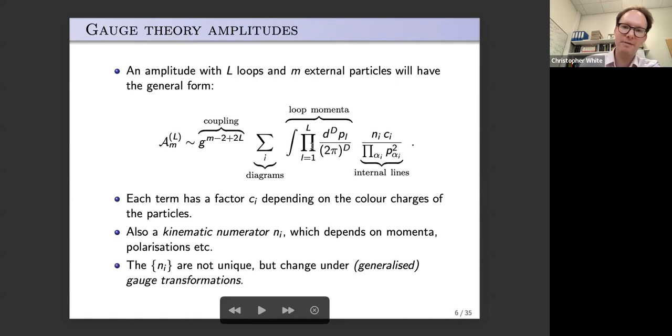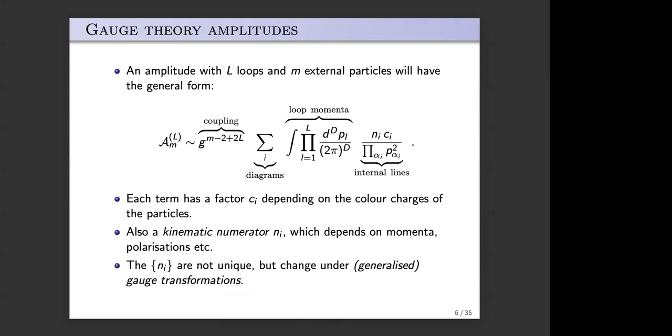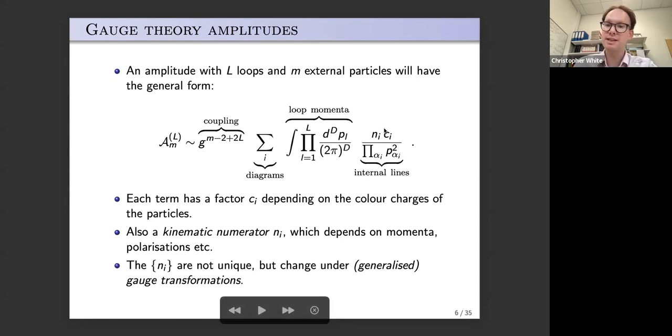Now, the other thing I should say about this formula is that these n's here are not unique. So in a gauge theory, I have to pick a gauge for the field, and if I choose different gauges, these things will change for each individual diagram, such that the sum stays the same. And there are also things called generalized gauge transformations, which include field redefinitions in the theory, as well as gauge transformations, and all of those in principle will change these numerators.